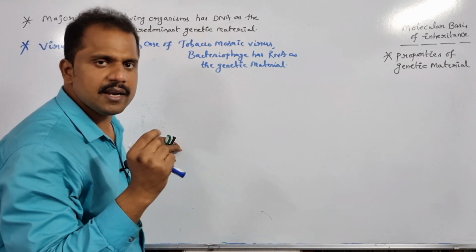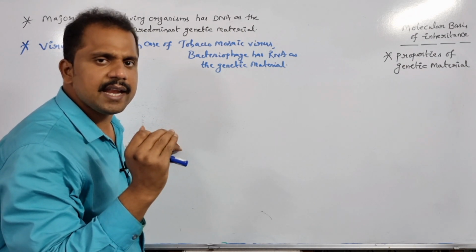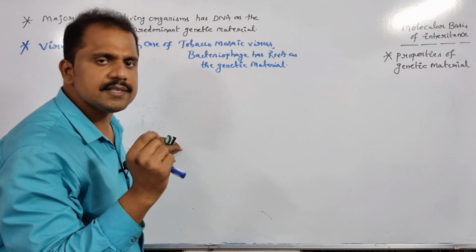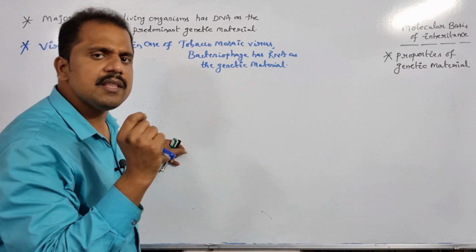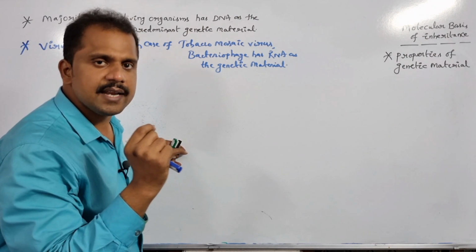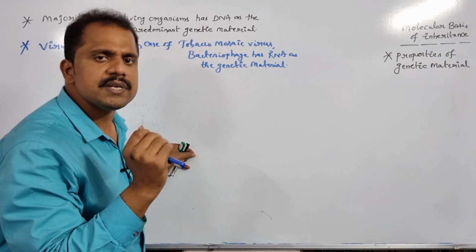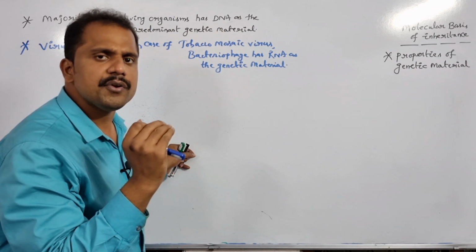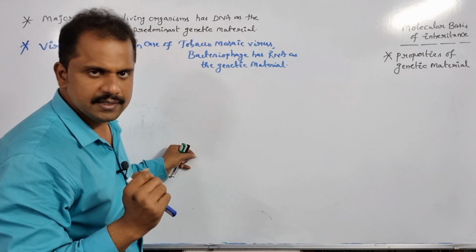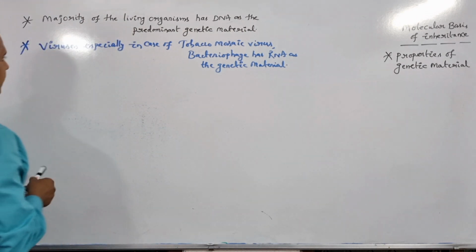In addition to this, RNA not only has genetic material activity, it can also act as a template during the translation mechanism. And RNA can act as an adapter molecule in order to decode the biological information present in the mRNA during the translation mechanism. Is it clear? So let me write it here.